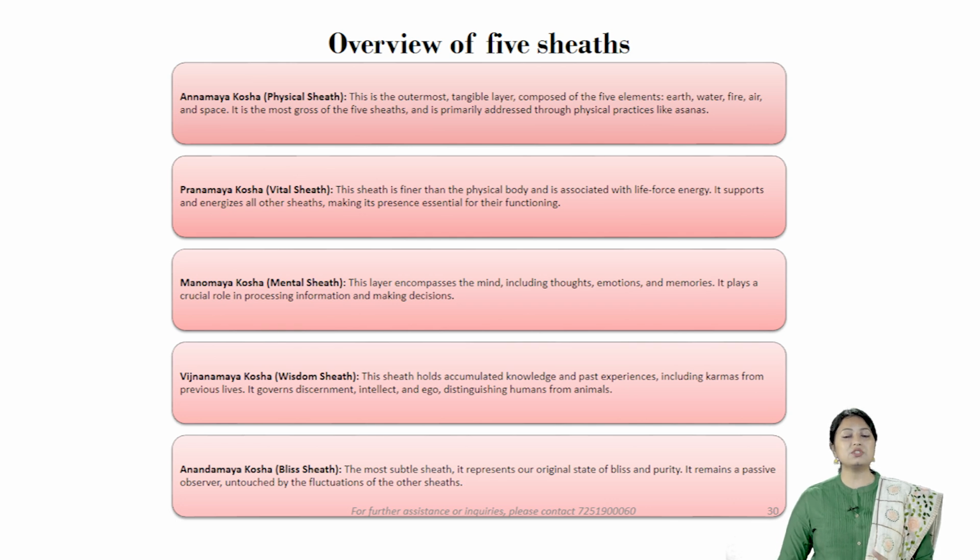The last kosh is the Anandamaya Kosh or the bliss sheath. This is the most subtle sheath. It represents our original state of bliss and purity. It remains a passive observer, untouched by the fluctuations of the other sheaths. While we are familiar with the Annamaya Kosha through physical awareness, the deeper layers remain less accessible. Yoga emphasizes awareness as a tool to explore these dimensions.